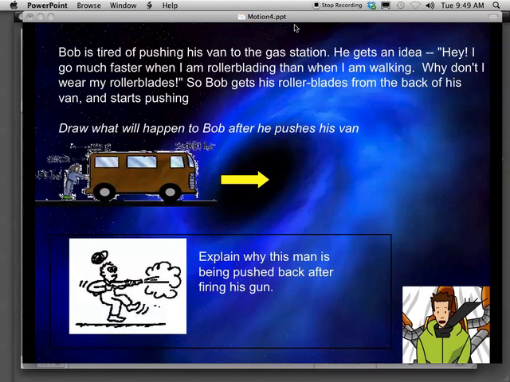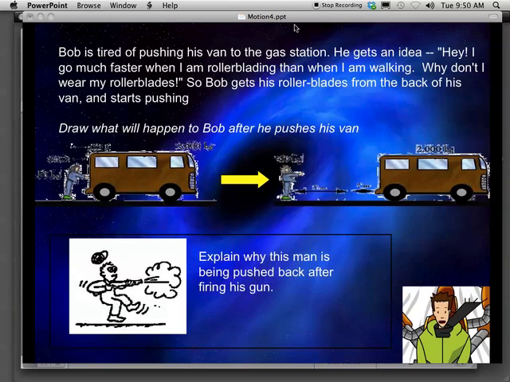All right, so now Bob has a bright idea. He's sick of pushing his big van to the gas station. It's too hard. So he puts on his rollerblades. Figures he goes a lot faster with his rollerblades, he can push it while wearing his rollerblades. Smart idea? No, because what's going to happen to him? He's going to get pushed backwards with an equal force that he pushed on, and the friction between his rollerblades and the ground is small, so he would move backwards.